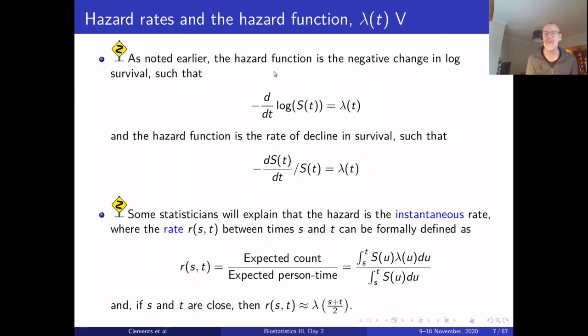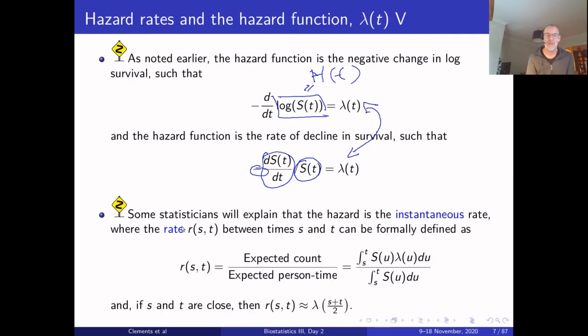As noted earlier, the hazard function can be calculated as the negative change in log survival, and it can also be calculated as the rate of decline in survival. So it's the slope in survival divided by survival, with the negative sign because survival is always decreasing, and we can calculate lambda from both of these values. It can also be shown that this value here is also equal to the cumulative hazard.